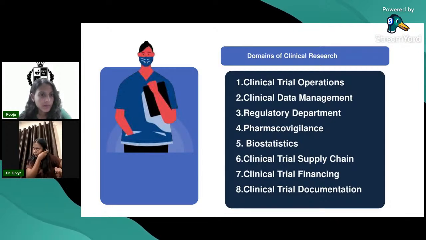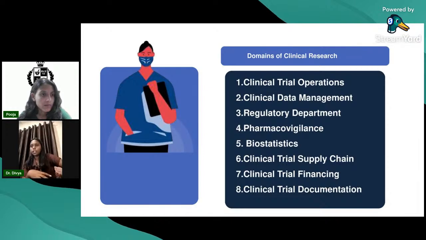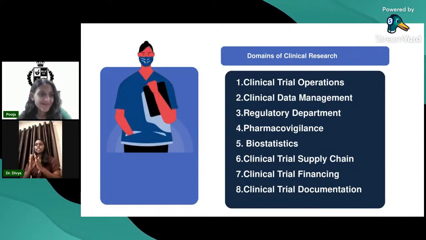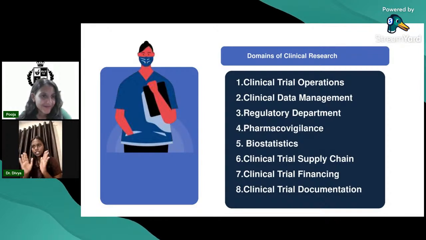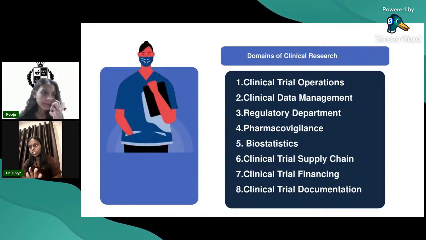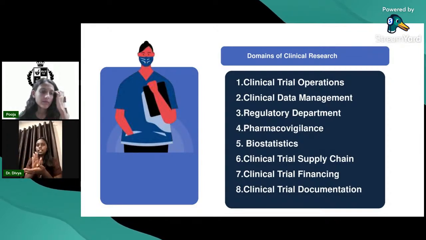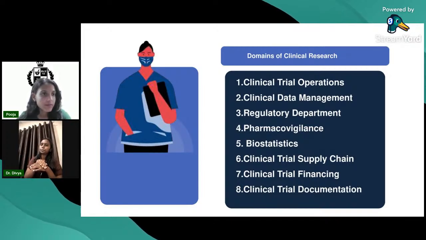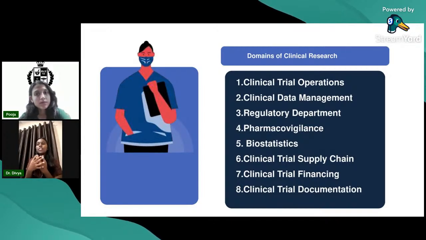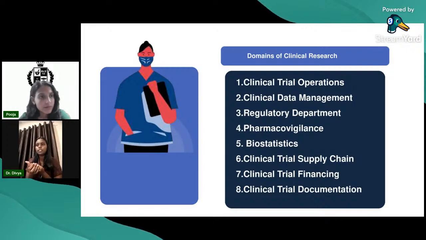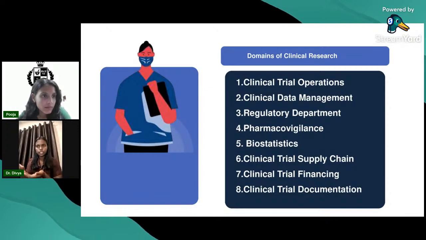And then the fourth domain is pharmacovigilance. I think you must all be familiar with this name, so I will not get deep into it. It involves ADR reporting, documentation, and the generation of safety data. These people will work on data collection and provide safety data to the regulatory bodies.